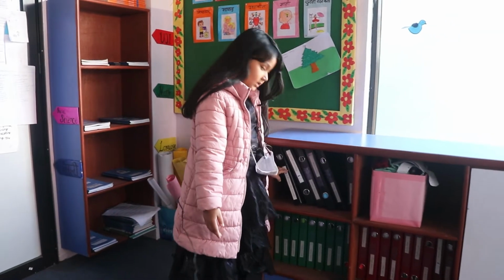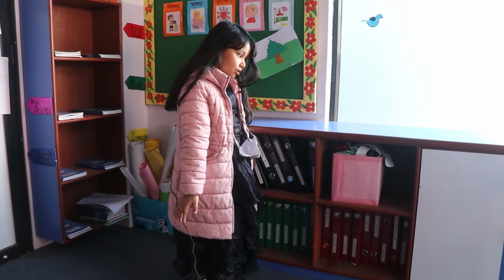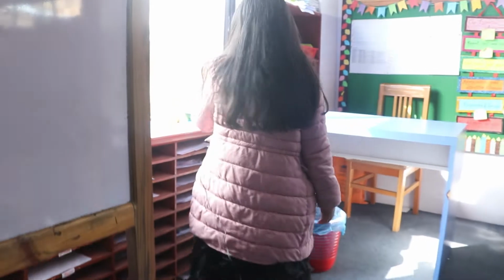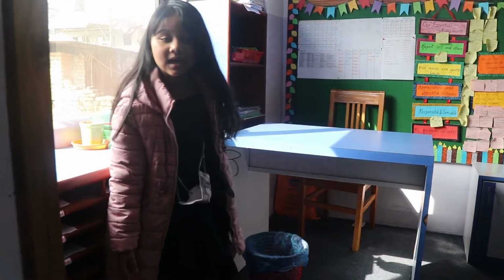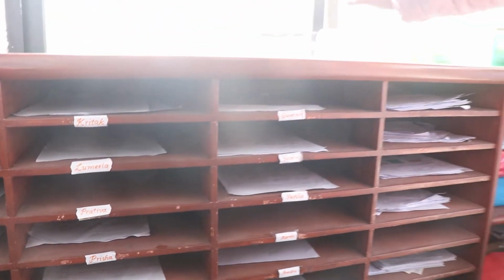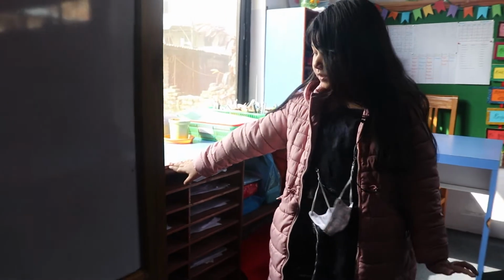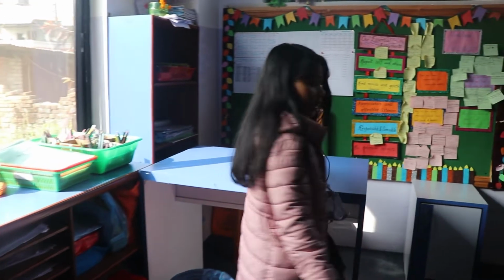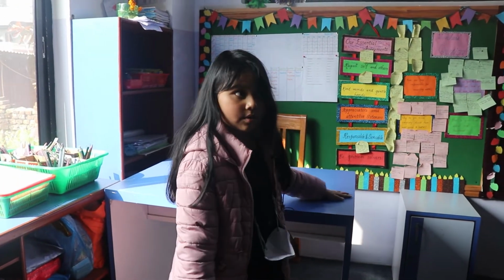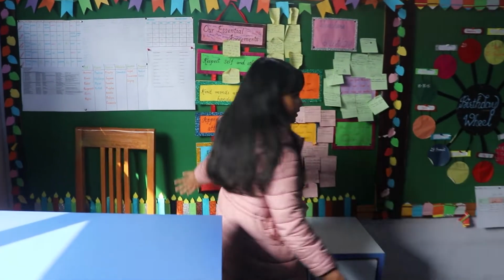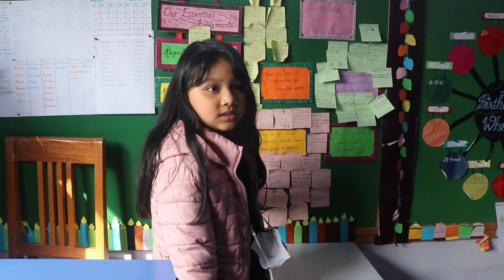This is our portfolio. These are our stationery according to our table wise, and these are our shelves. We keep our worksheets here. And this is our teacher's table, and this is our teacher's board.